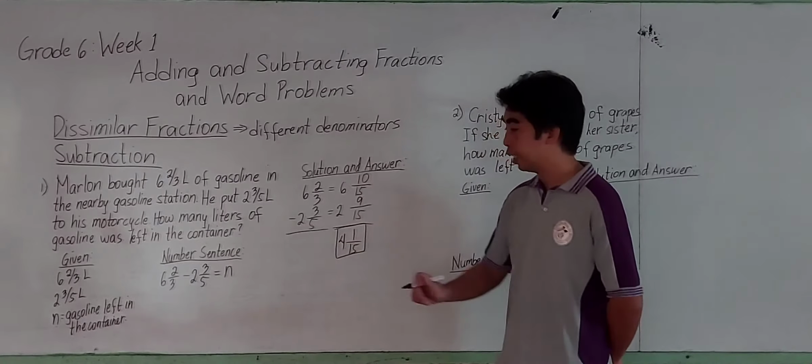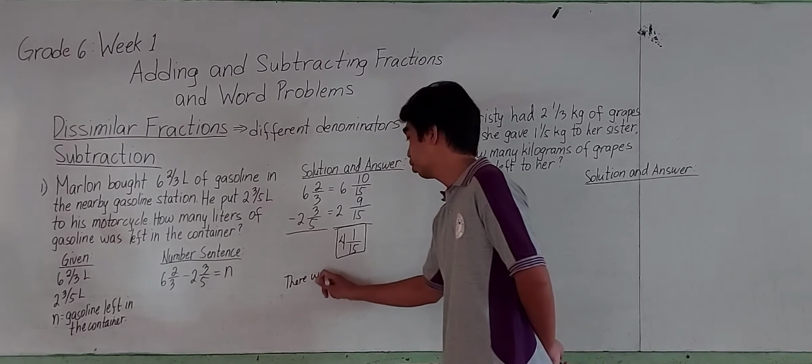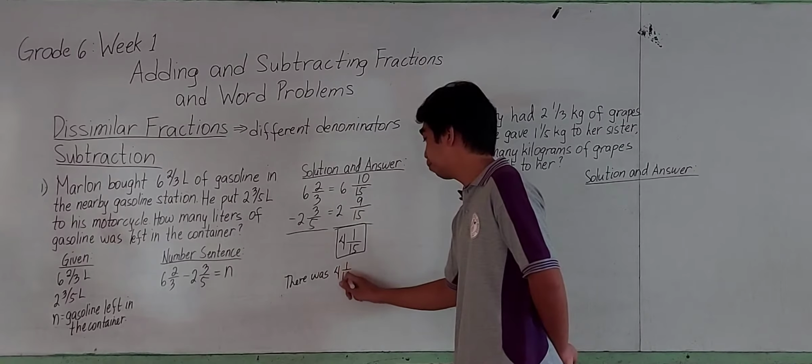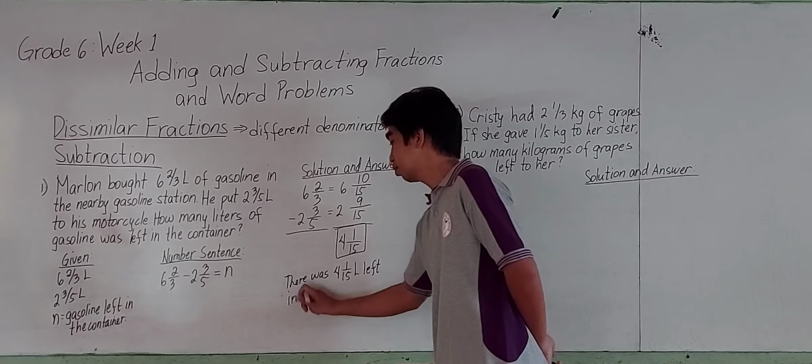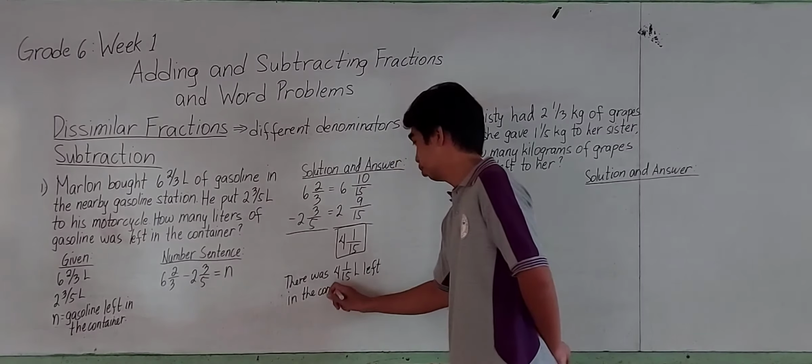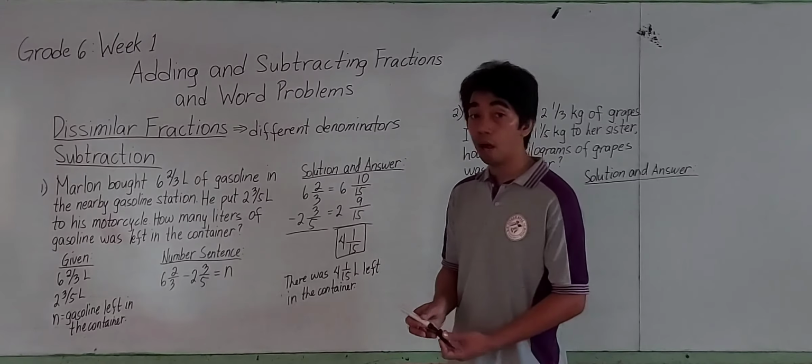So for the gasoline left in the container, there was 4 and 1/15 liters left in the container. Okay, that is our answer.